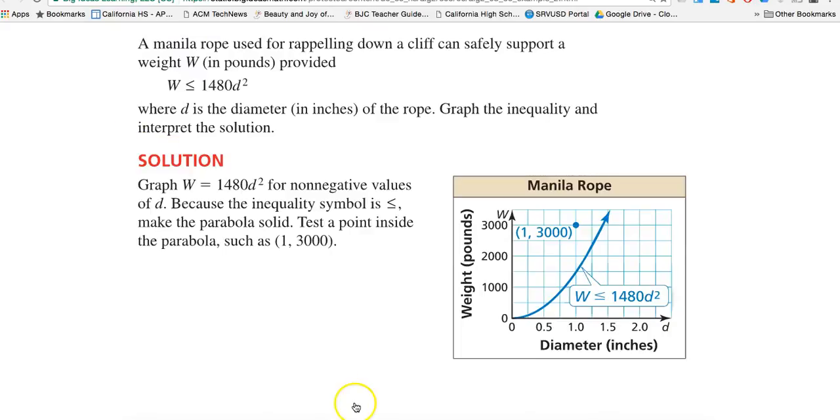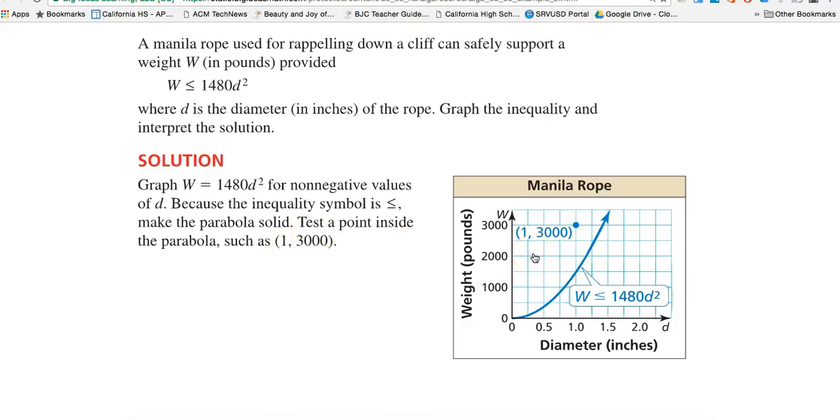So here we go. Here's our inequality right here. Now look, they zoom in even further. They just do units by a half an inch right here. Now what we can do is just test a point on this. The point they pick is the point (1, 3,000). Again, our line is solid here because it's less than or equal to. So we're going to pick (1, 3,000) for our point.